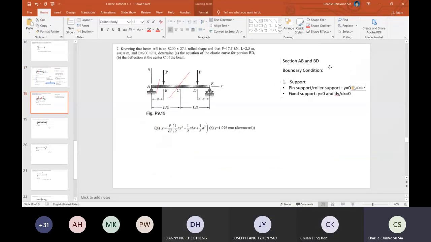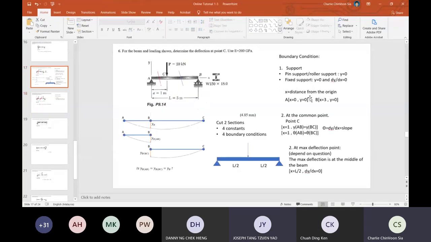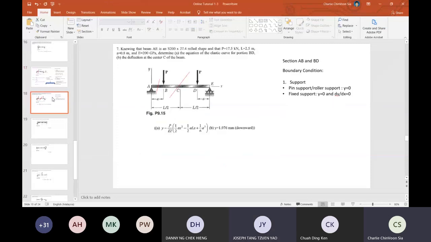Okay, so boundary condition, as said, the first thing is at the support, right? Okay, so pin support, and then from here, at point A we have one boundary condition, isn't it? x equals 0, y equals 0, right? And at point E, when x equals L, y equals 0.